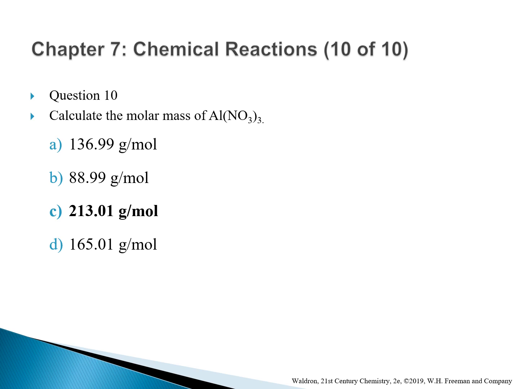213.01 grams per mole. The trickiest part of this question is to figure out how many atoms of each kind of element are in the chemical formula. So let's begin by writing down the molar mass of each atom first. Aluminum is 26.98. Nitrogen is 14.01. Oxygen is 16.00.